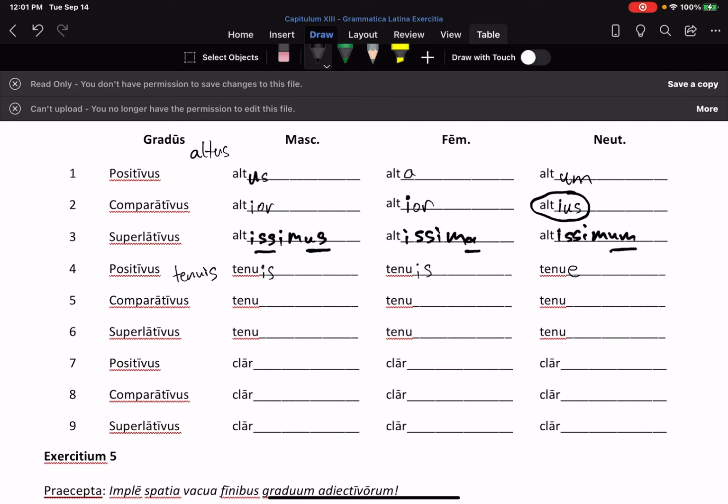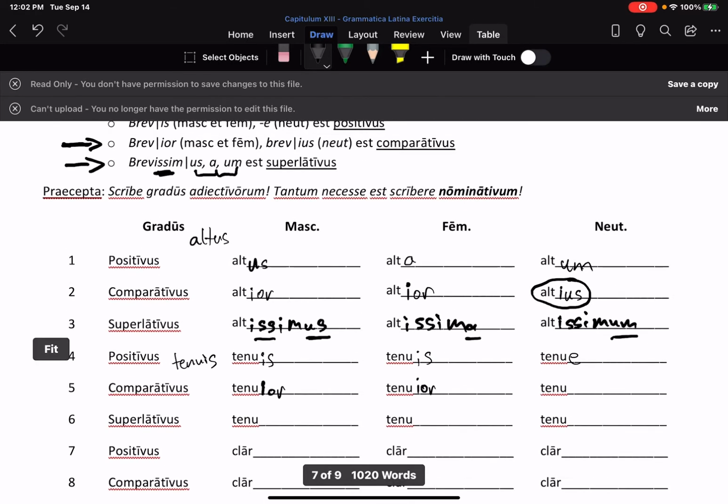So the comparative form is going to be tenuior, right? And then it's going to be the same for the feminine. And then it's going to be tenuius.